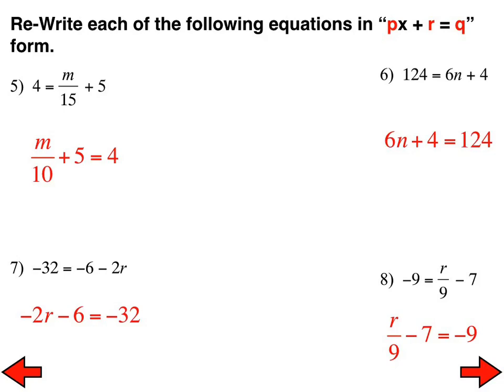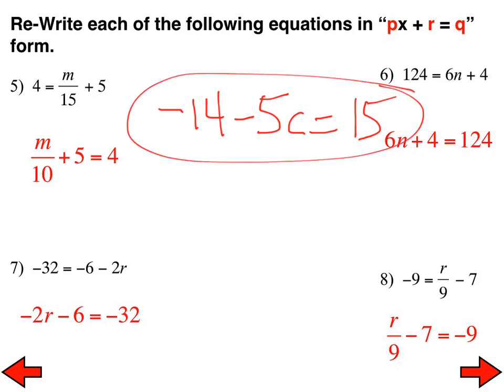And number 8 was easy also. I think I'm going to add one more problem to this side. I'm not going to number it because that'll mess up our numbering system here. But I'm just going to write it right in the middle. And I want you to rewrite it in the form px plus r equals q. Here we go. Try this one. Take that and write it in the correct form, please.